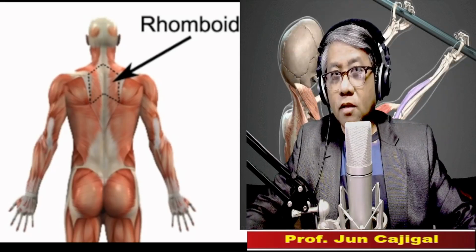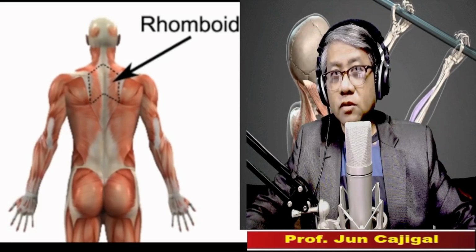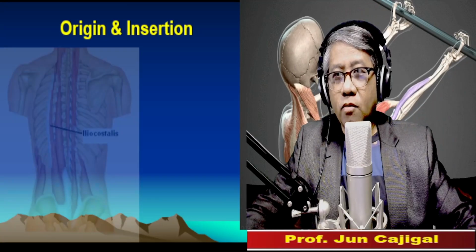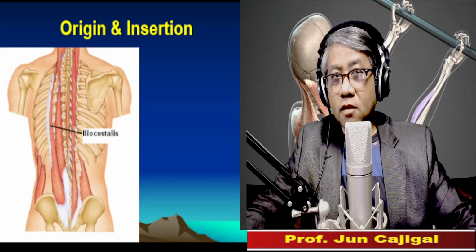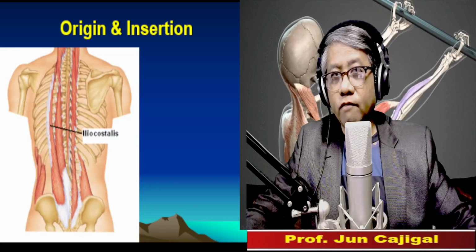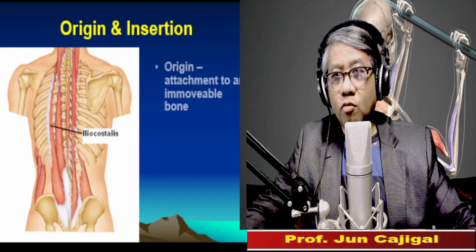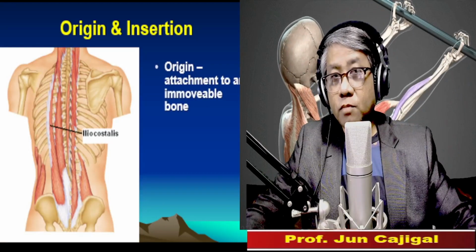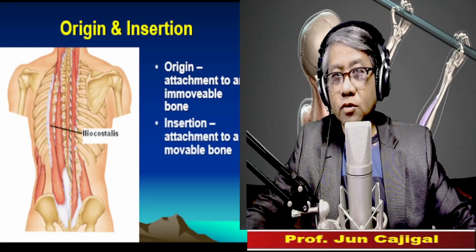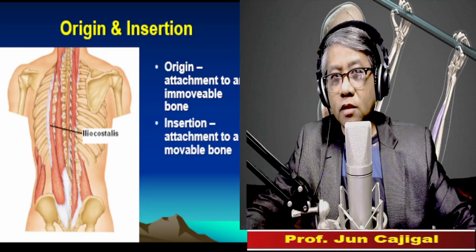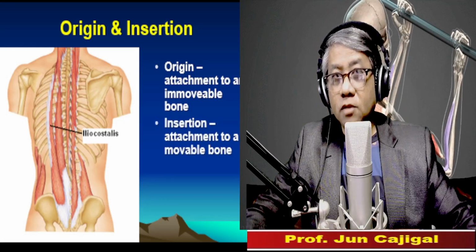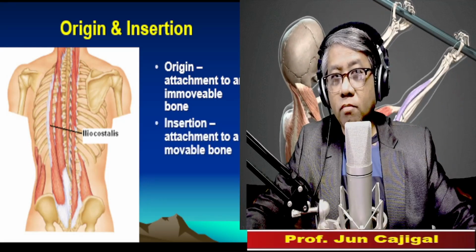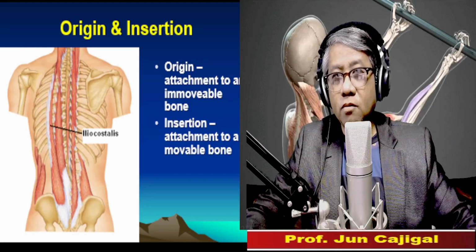And lastly, we can name and identify skeletal muscles on the basis of the origin and insertion. Now, I mentioned earlier that the term origin means the point of attachment of the muscle to an immovable bone. And when we speak of insertion, that refers to the point of attachment of the muscle to a movable bone. And again, muscles are attached to our bones by means of tendons.